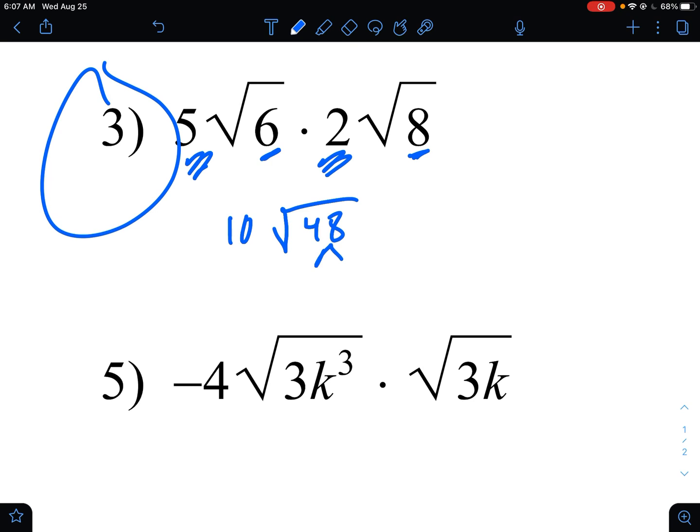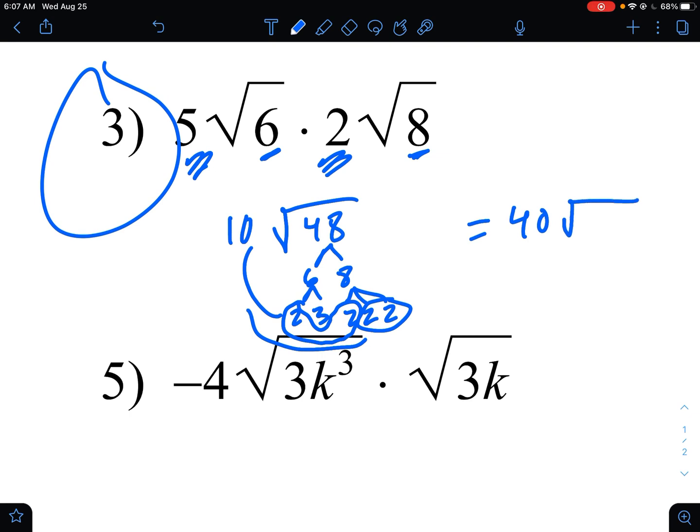So 48, well, is 6 and 8. 6 is 2 and 3, and then 8 is 2, 2, and 2. And a convenient thing with that is one of these 2's in the 6 and one of the 2's in the 8 can make a pair. So we actually have 2 pairs of 2's that can go outside. So we'll get 10 times 2 and 2, which will make 40. And then inside the radical there's that 3 that's left over, so we'll leave the 3. Right, so now we got 40 root 3. Pretty nice there.